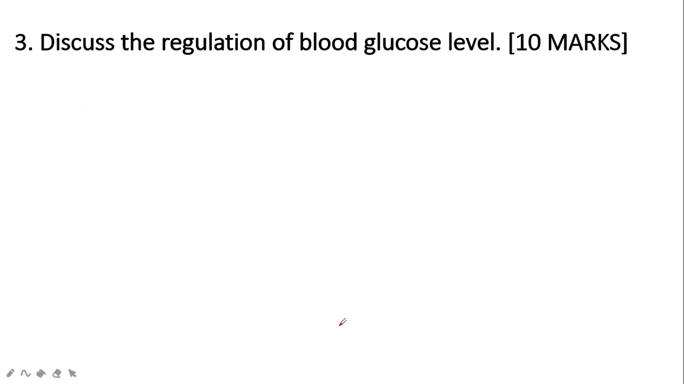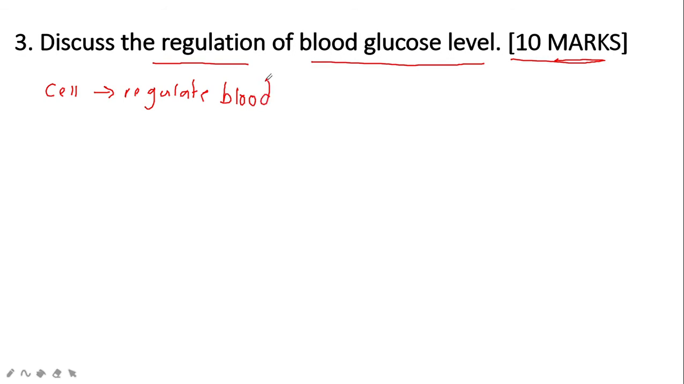Alright, so that's all for the structured questions. Let's see the essay question. The first question: discuss the regulation of blood glucose level, 10 marks for this essay question. So how do we answer this essay question? Regulation of blood glucose level. Basically, what you have to include here is to identify the cells that regulate blood glucose level.